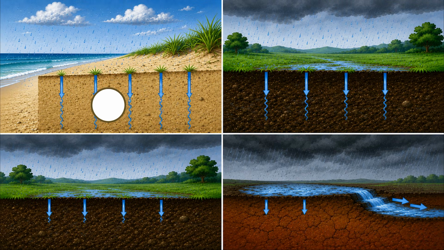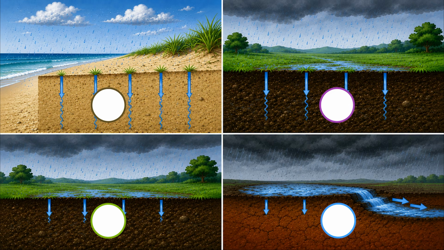Group A soils are the most permeable. Think of sandy soils like what you might find near a beach. If you pour water onto sand, it soaks in quickly and very little water runs off the surface. Group D soils are at the opposite end. These soils have very slow infiltration rates and often contain a high amount of clay. Clay tends to hold water rather than letting it pass through, which means more rainfall becomes surface runoff. Groups B and C fall between those two extremes.